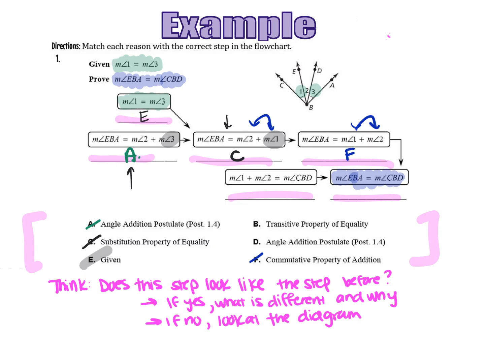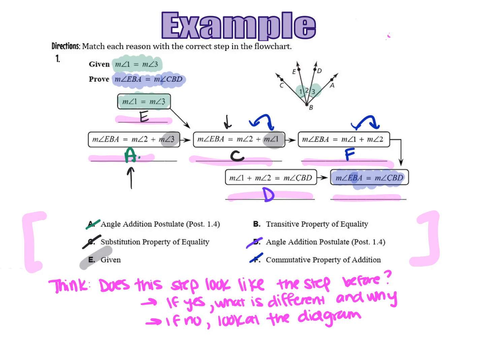When I look at the next piece here, because this is where I'm supposed to end, I do see angle 1 and angle 2 here, but all of a sudden I see this measure of angle CBD, and that seems to be coming out of nowhere. So I'm going to go back to my diagram. CBD is 1 plus 2. Oh, well, that's just angle addition, right? The big angle is angle 1 plus angle 2. So that's going to be the angle addition postulate again, which is D.